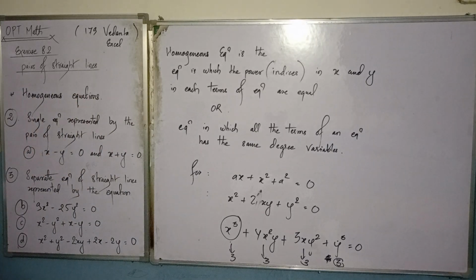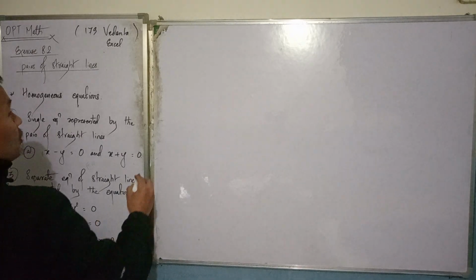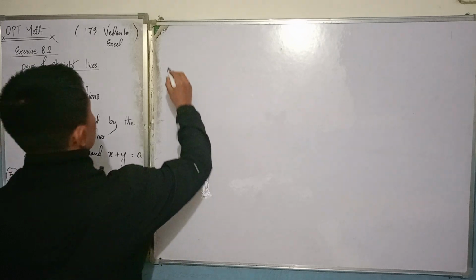So I think you are more clear about this concept now. This one is a very trivial question, so I would like to move on to the main part, that is exercise 8.2. I'll be starting with numbers 2 and 3, which I've written on the left side of the board. Without further delay, let's move on to number 2. I'm only going to do number 2a.